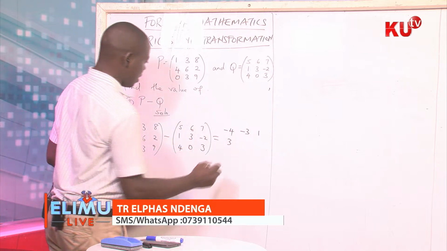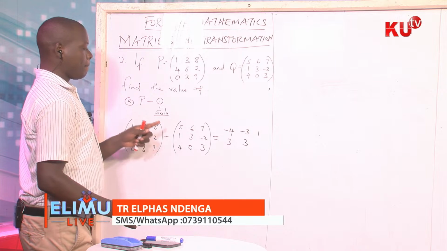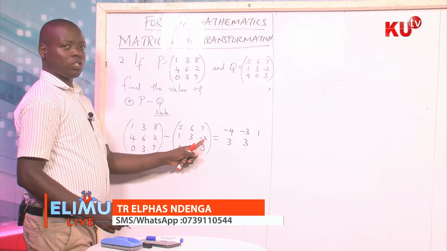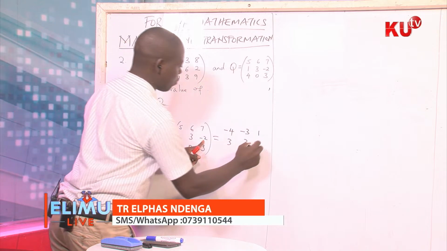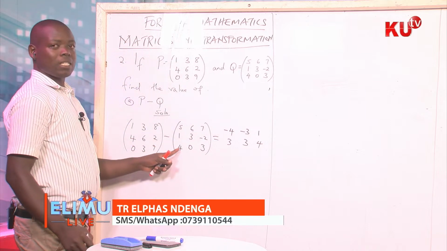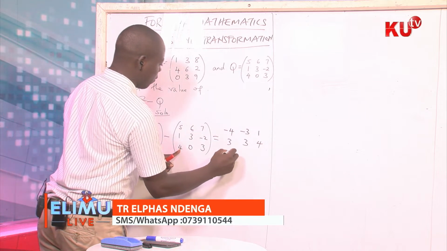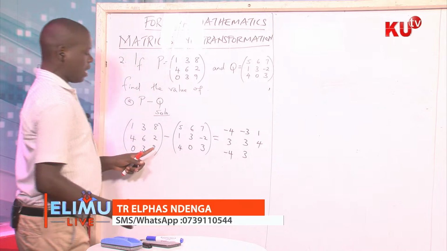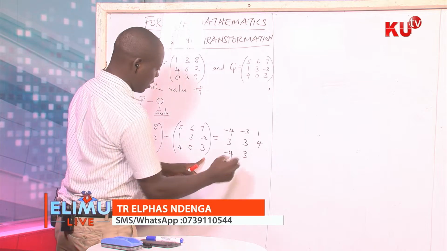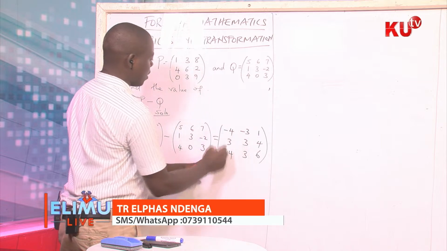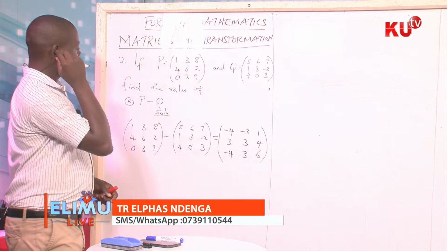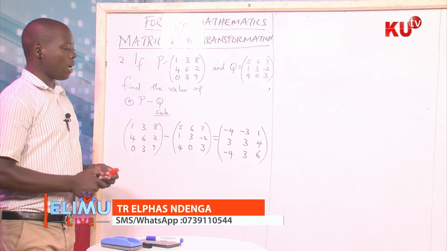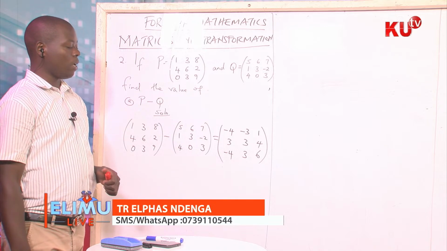6 minus 3, that is 3. 2 minus 2, that gives us 0. 0 minus 4, negative 4. 3 minus 0, students, 3. And 9 minus 3 gives us 6. Therefore, our matrix P less Q is negative 4, negative 3, 1, 3, 3, 0, negative 4, 3, 6.